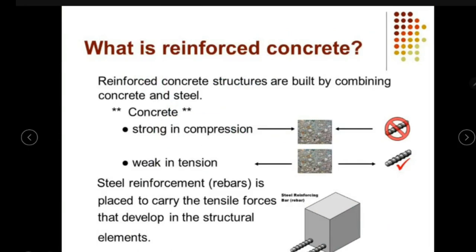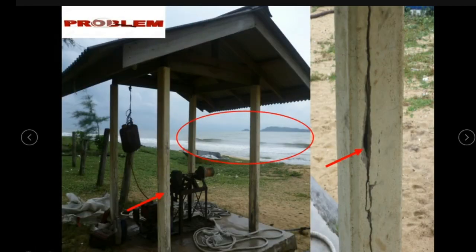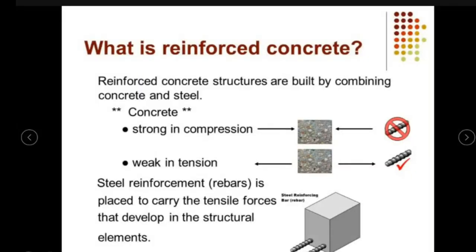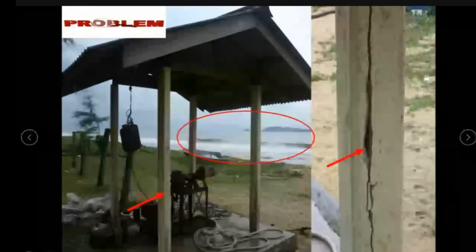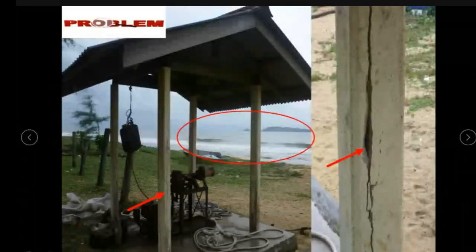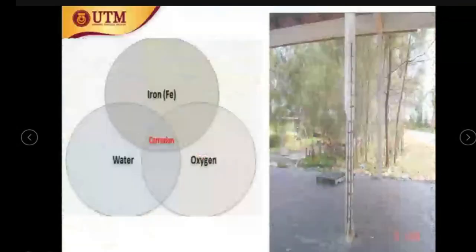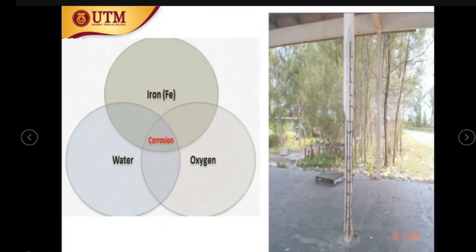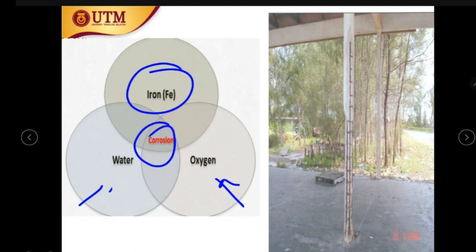Okay, so I just skip this. Just now we mentioned that the use of concrete in the construction industry is normally together with reinforcement, which is steel reinforcement. When the steel reinforcement appears inside the concrete, there is a tendency that the steel will be corroded. That is the problem of reinforced concrete. When reinforced concrete is in contact with water and oxygen, and this iron is from the steel, there is a tendency that your concrete will become corroded.